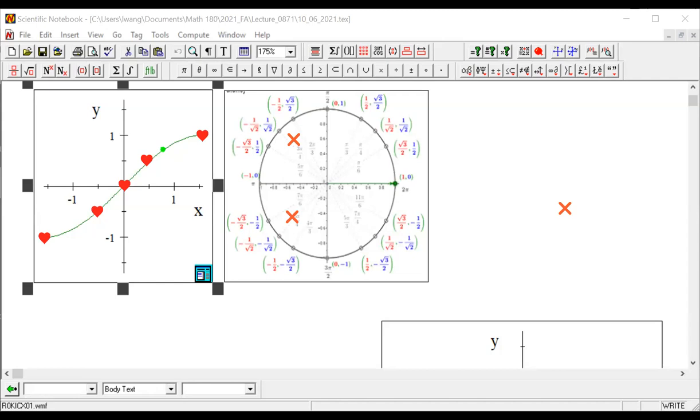Do we need a breakout room? I'm ready, Professor. My table is ready with those values. Thank you. Mark those points.